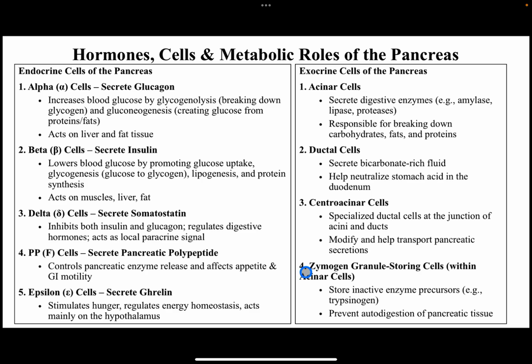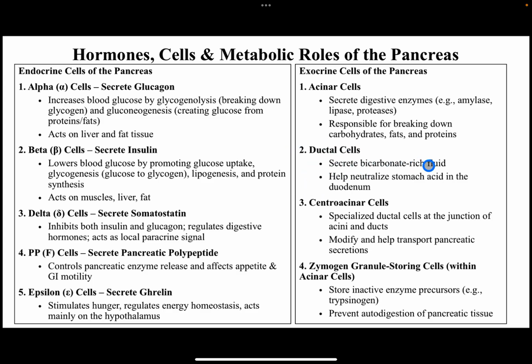So they are stored here in an inactive form, so that when they are secreted away from the pancreas, they get into the duodenum before they are activated. They are usually produced in the acinar cells, but they are inactive, because if they are active in the pancreas, they will cause autodigestion of the pancreas. So the digestive enzymes are stored over here as precursors or inactive enzymes, so that when they are released, they are activated in that environment. Good.